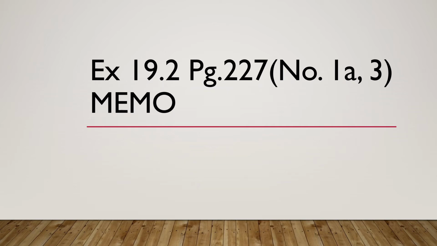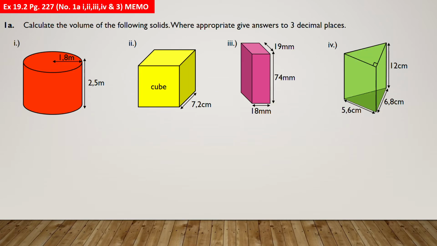Hi guys, here's the memo for exercise 19.2, 1a and number 3. Alright, so 1a, you have to calculate the volume of these solids to 3 decimal places, not 2 or 0, 3 decimal places. Okay, so please remember to check the decimal places that you're rounding off to.